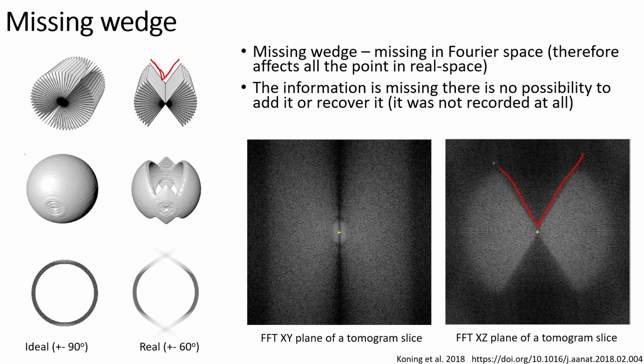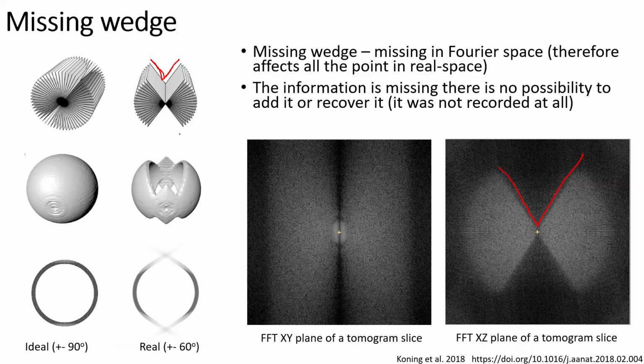Because this is a missing wedge in the Fourier space, it's not affecting our image only in one place in the real space, or well, it's affecting every single point in the real space, because as we told, every single point in Fourier space will affect all the points in the real space. So if we have missing information, all these points are affecting all the points in the real space.